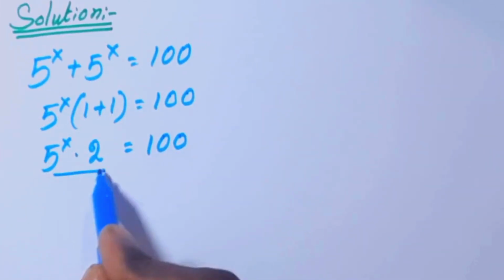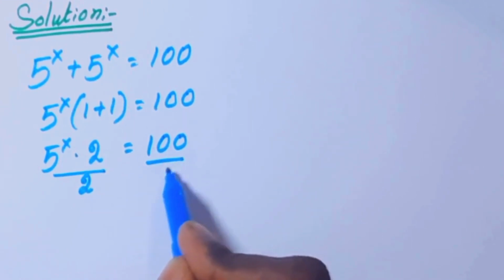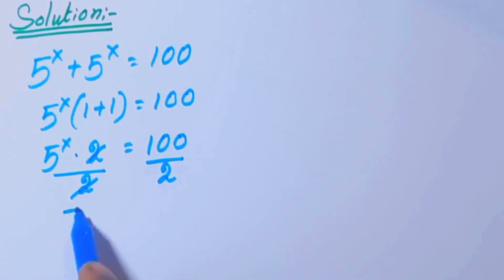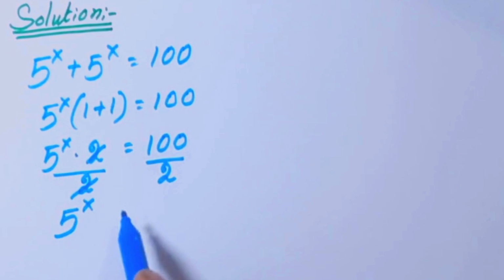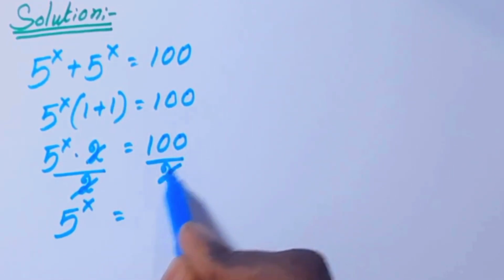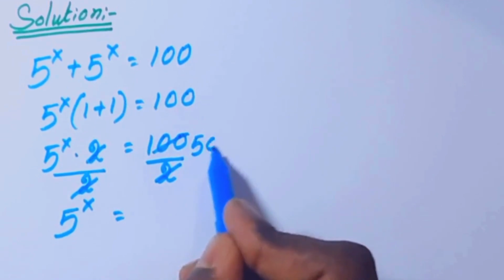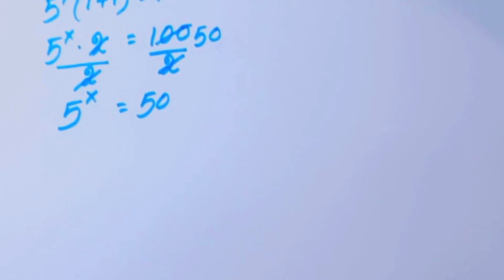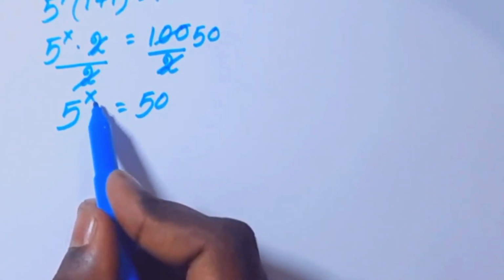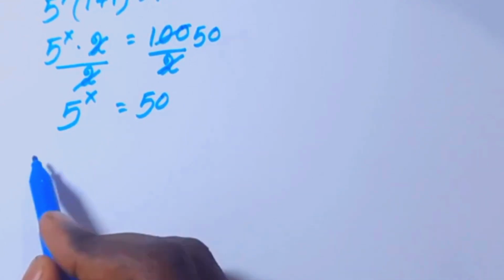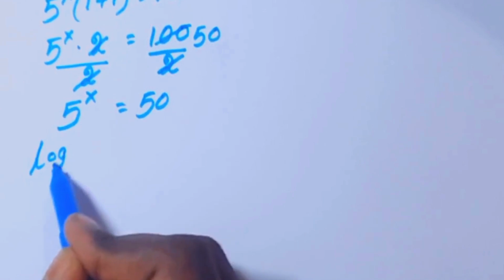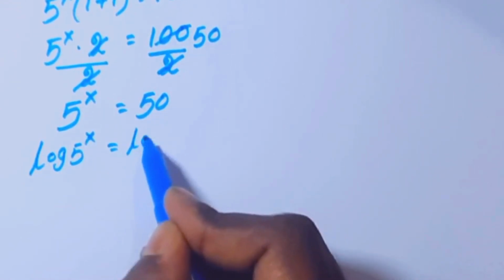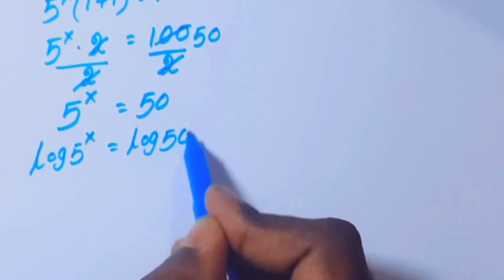Divide by 2 on both sides. Now this 2 cancels this 2. So we have 5 power x equal to, simplify this, 50. Now this is 5 to the power of x equal to 50. Take a log on both sides. Log 5 to the power of x equal to log 50.